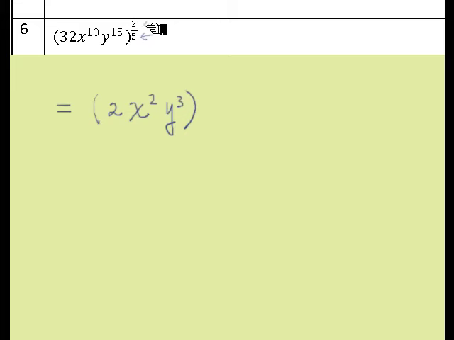All right, now we're going to square everything. 2 squared is 4. x squared squared is x to the 2 times 2, x to the 4th. And y cubed squared, y to the 3 times 2, y to the 6.